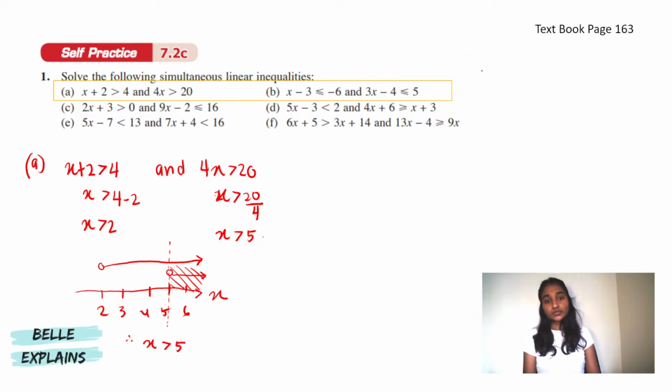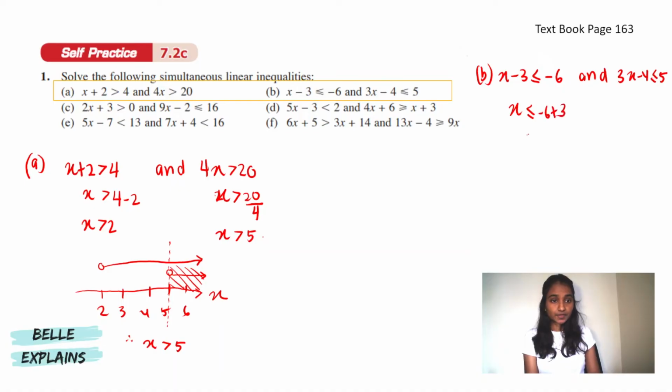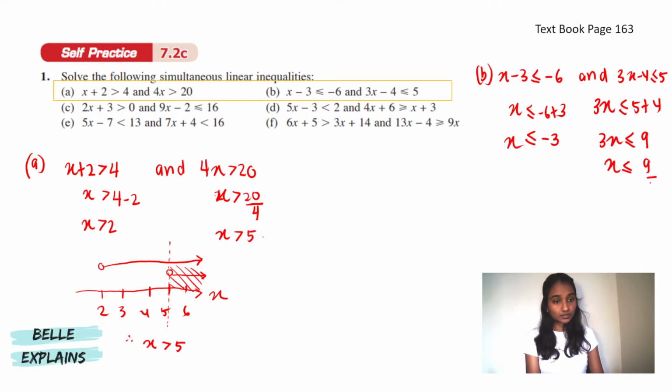Okay, so for B, we're going to look at x minus 3 smaller than or equal to negative 6, and 3x minus 4 smaller than 5. So here x is smaller than or equal to, when you bring this negative 3 over there it's going to be plus, so negative 6 plus 3, which is negative 3. For 3x, it is 5 plus 4, so 3x is smaller than 9, x is smaller than 9 over 3, and this gives you 3.